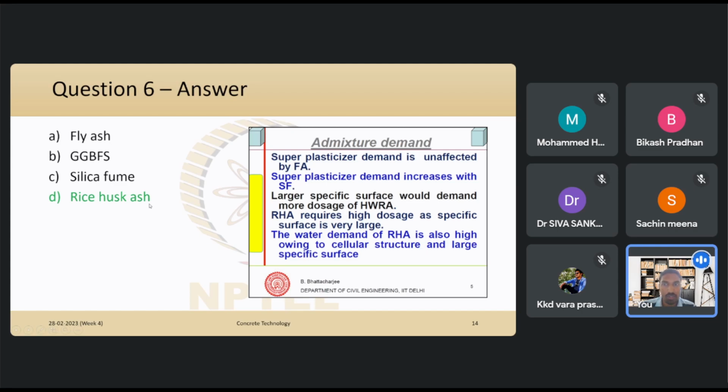So these two are related. When you want to reduce your water requirement, you go for superplasticizer. Therefore rice husk ash will increase the amount of superplasticizer that you need more than the other three. Therefore option D is the right one.